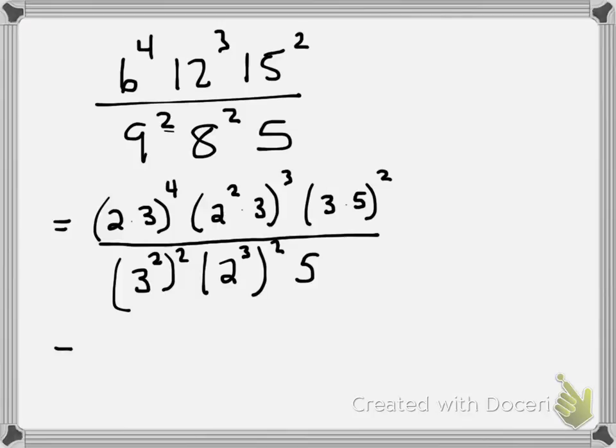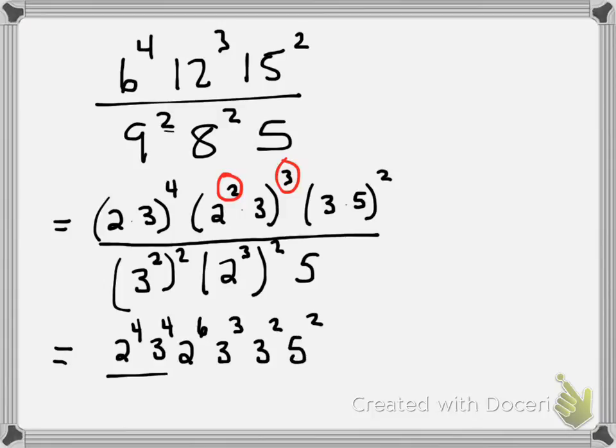Okay? All right, so now what I'm going to do is take each number and write it independently. So I have 2 to the 4th, 3 to the 4th, 2 squared to the third power, which is the same as 2 to the 6th power, 3 to the third, then I have 3 squared, 5 squared. On the denominator, I have 3 to the 4th and 2 to the 6th. And then a 5 hanging out here by itself.